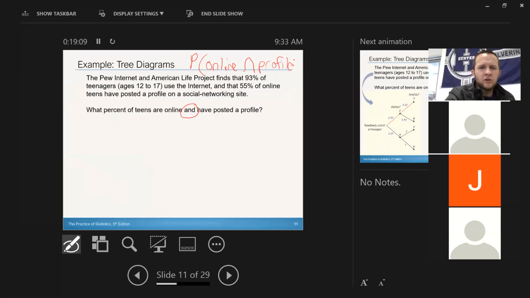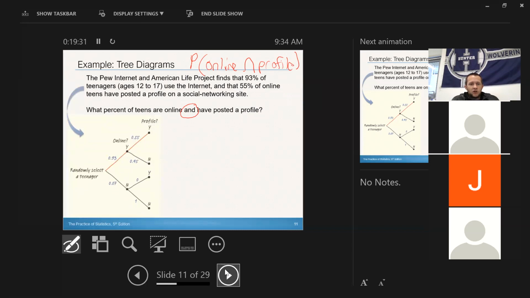So what we want to do is try to figure out a tree diagram here. For the first branch, we're going to split it: what percent are online and which percent are not online? And then from there, we're going to split it again and say, of those who are online, what percent have posted and which have not. Now, this is what that tree diagram would look like.